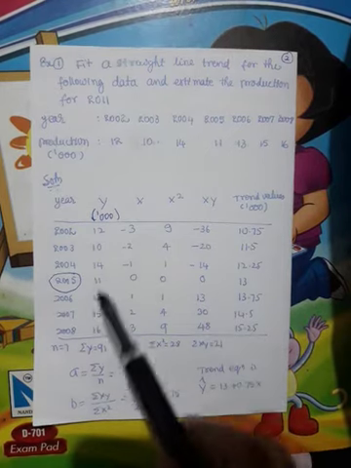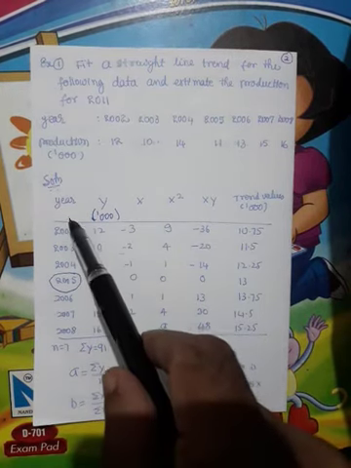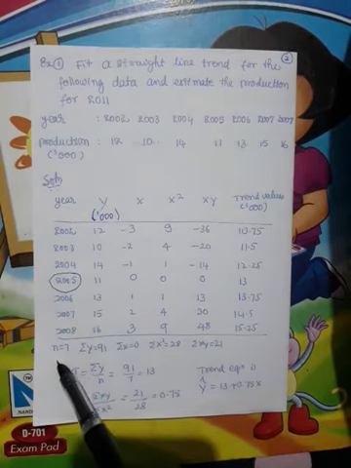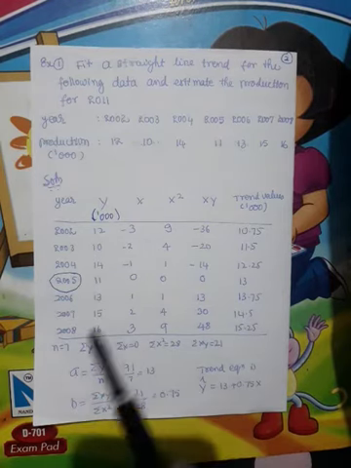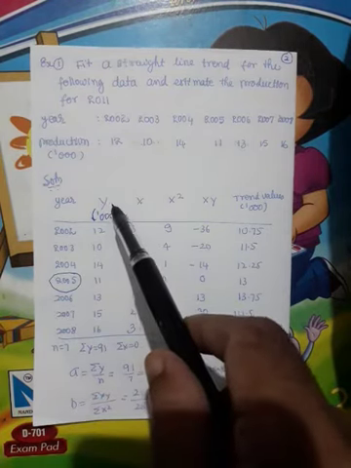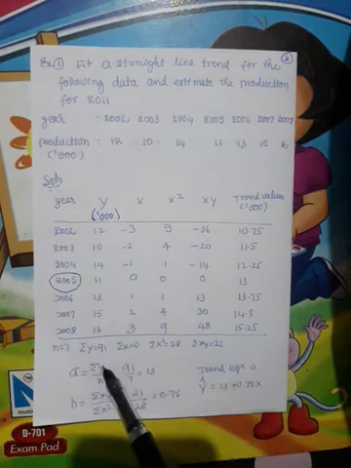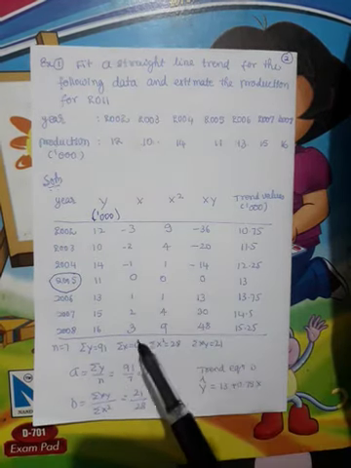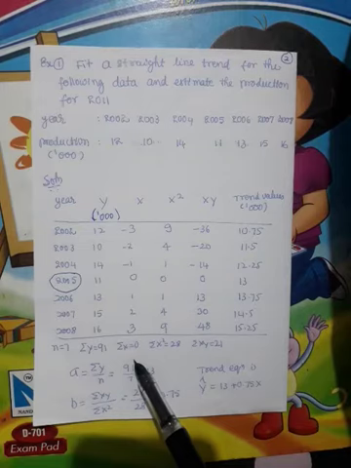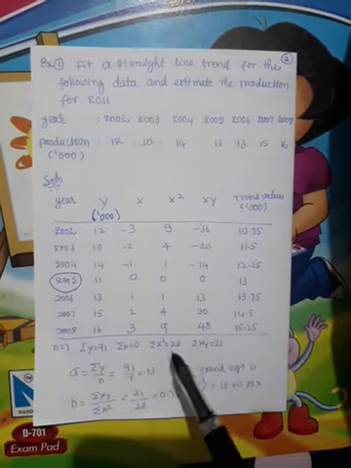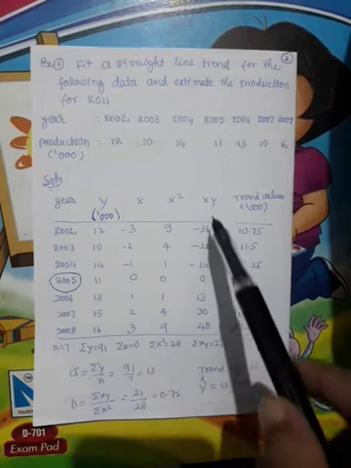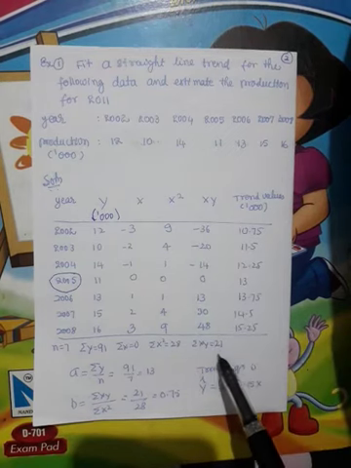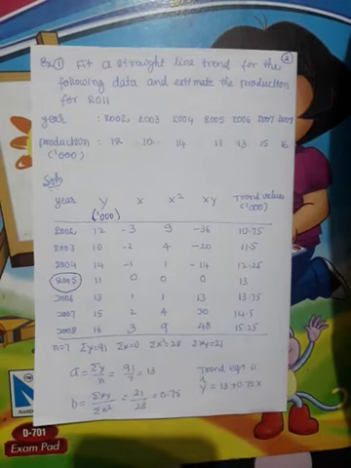Afterwards, add the columns. In the first column, don't add, take count, count the years. So n is equal to 7. If you add y values, you will get sigma y is equal to 91. If you add x, you will get sigma x is equal to 0. If you add x square, you will get sigma x square is equal to 28. If you add xy, you will get sigma xy is equal to 21.